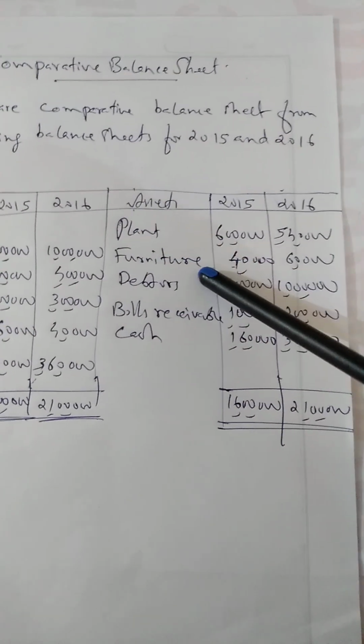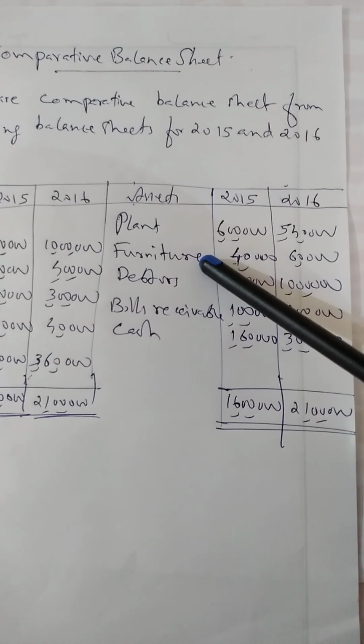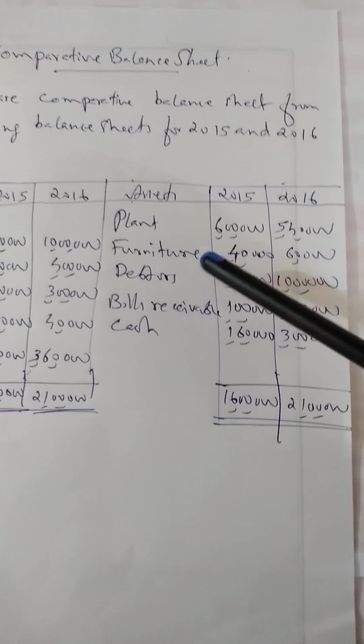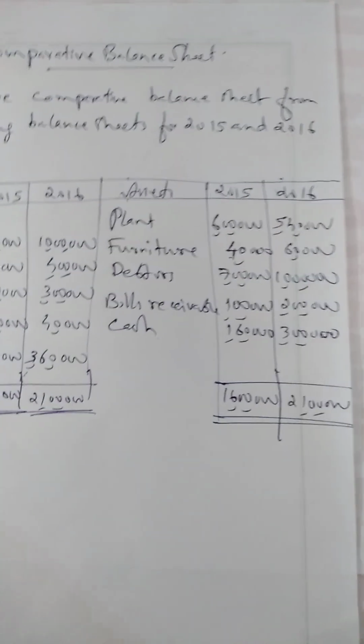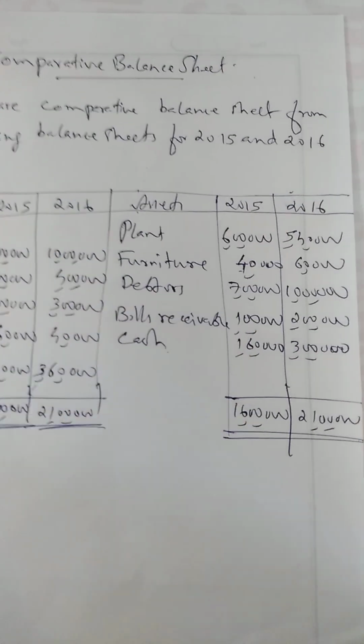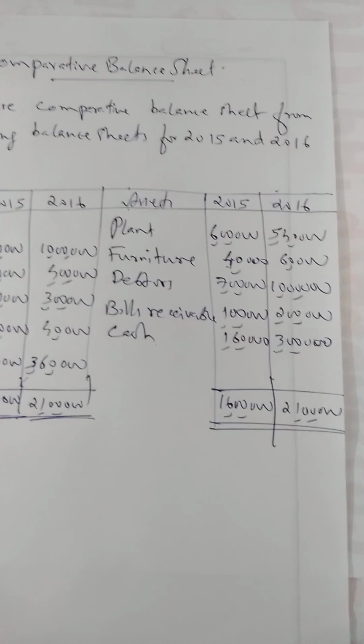So plant and furniture which are meant for the use of more than 1 year, means for several years, can be called fixed assets. And this debtors, bills receivable, and cash which are meant for a short period, that means below 1 year, then it is called current assets.